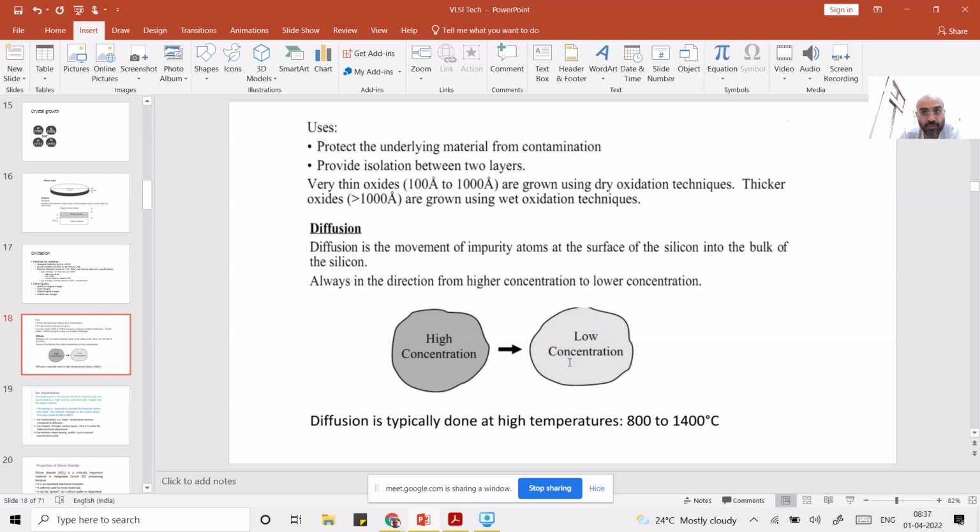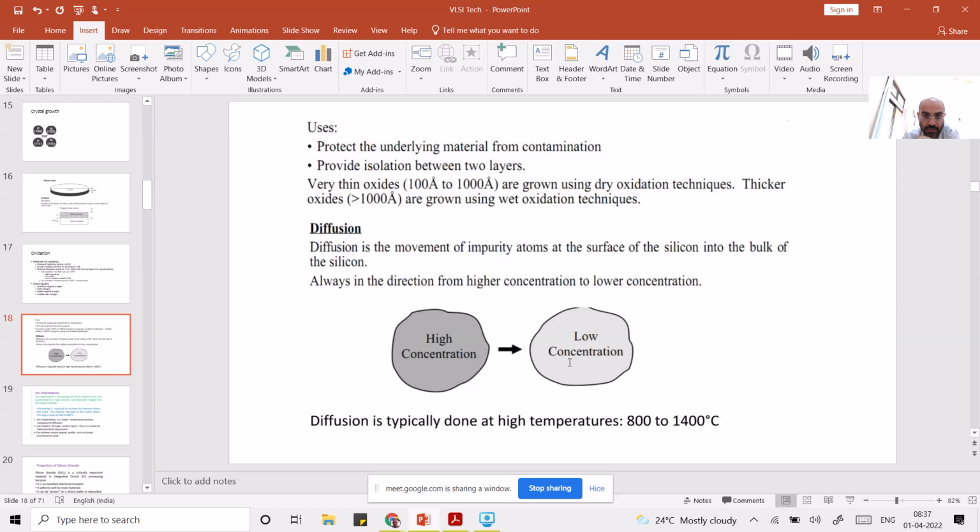There are various types of stresses which it creates in this material, but that is not our purpose to study. I'm just telling you in short that diffusion is used to form the N and P regions, the source and the drain regions.